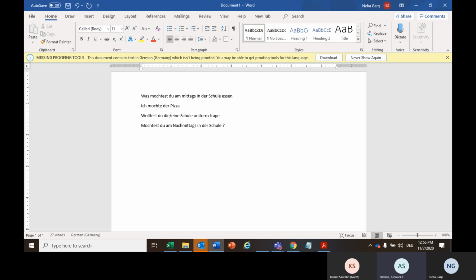Am Mittag in der Schule essen. Okay, so ich möchte am Mittag in der Schule die Pizza essen. Oder ich möchte die Pizza essen, just keep it simple.